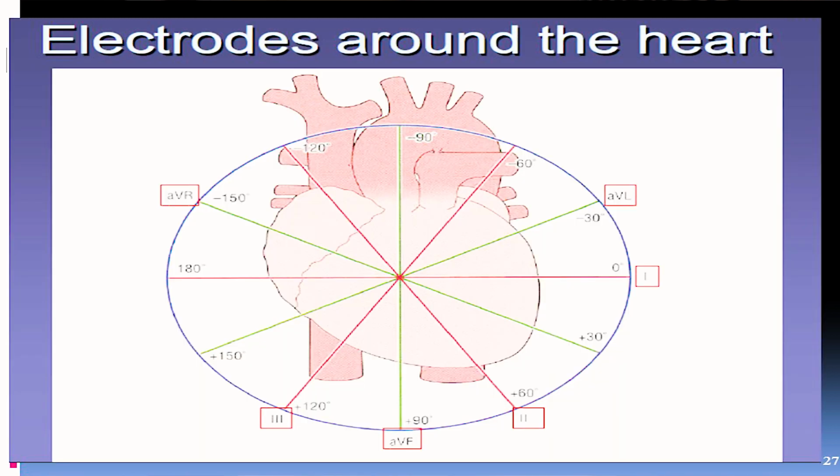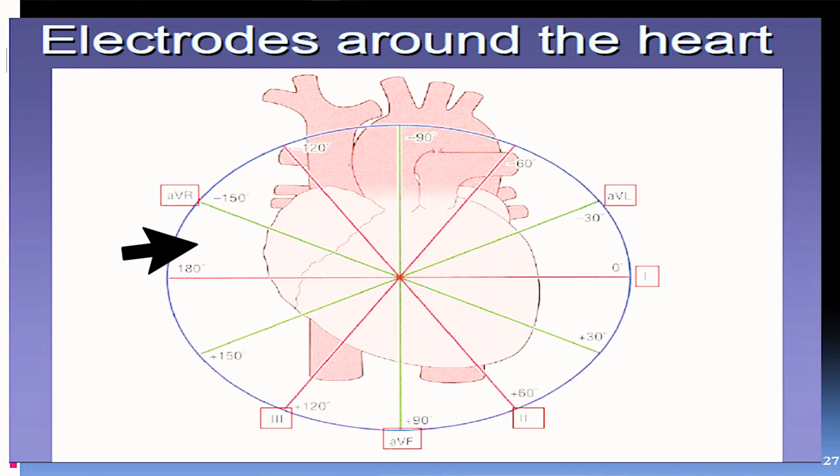So here I can show you a diagram. In this diagram, the leads AVL and lead 1 show the left lateral side of the heart, the left ventricle. So these leads record the lateral side activity of the heart. Lead 2, lead AVF and lead 3 record the inferior surface of the heart, and then AVR records the right side of the heart.